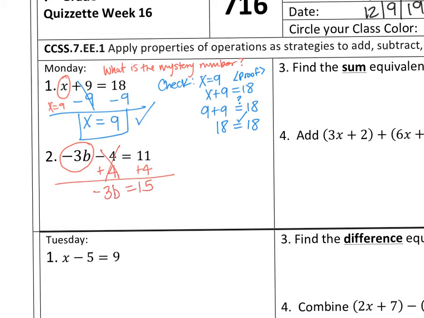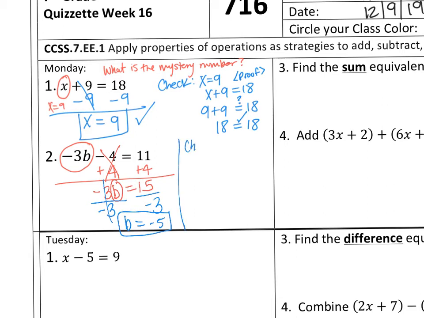I want to isolate my variable. So I have to undo that multiplication of negative 3. And the opposite of multiplying by negative 3 is dividing by negative 3 on both sides. Negative 3 divided by negative 3 is just 1 whole, or just b equals, and then negative 3 goes into 15 negative 5 times. So b equals negative 5.